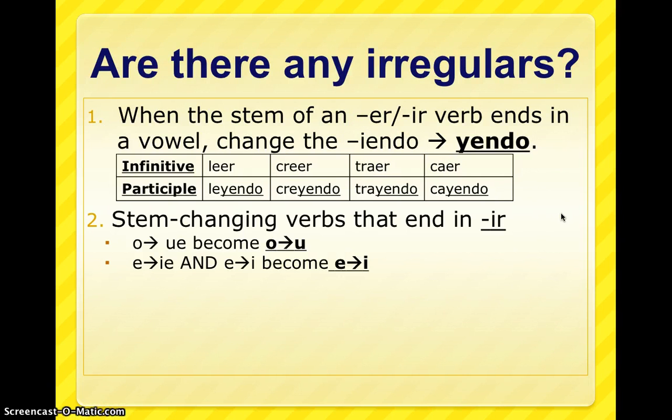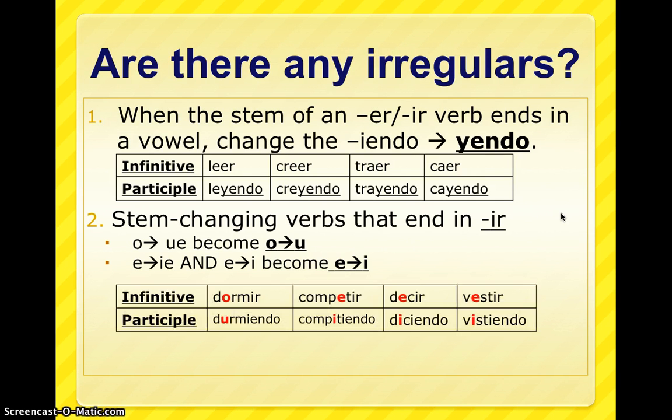The second type of irregular verbs are stem-changing verbs, and the only ones that we have to worry about are stem-changing verbs that end in IR. So if it is a verb that stem changes in the present tense and it ends in IR, it will also stem change in the present progressive. However, there are a few differences. So verbs that are O to UE stem changers, for example, dormir, will only change from O to U. E to IE and E to I verbs will both become E to I verbs.